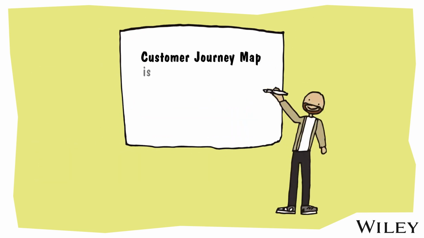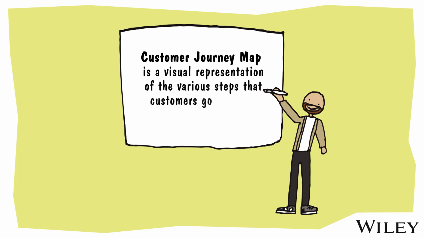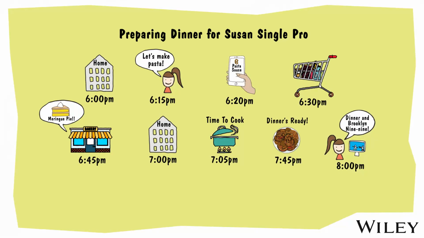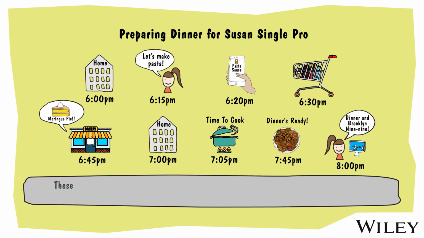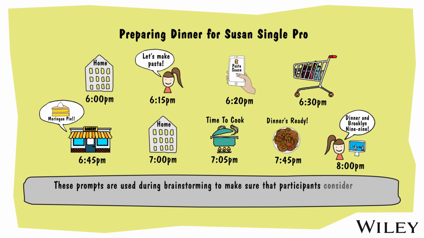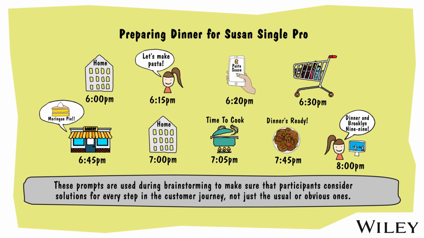Customer Journey Map is a visual representation of the various steps that customers go through to complete any process that relates to the design challenge, such as driving to work, handling a customer complaint, preparing a meal, or purchasing an insurance policy. These prompts are used during brainstorming to make sure that the participants consider solutions for every step in the process, not just the usual or obvious ones.